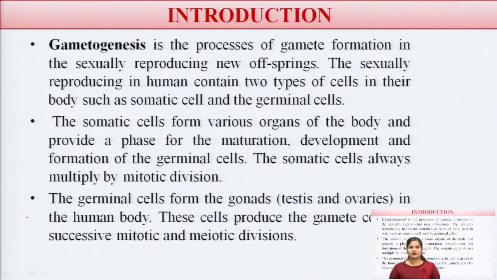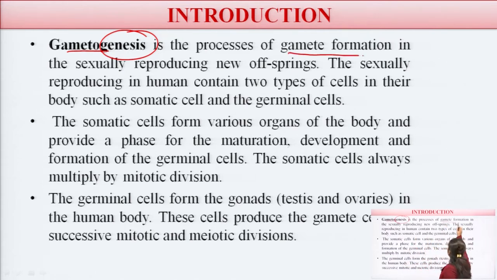Basically, oogenesis and spermatogenesis together are known as gametogenesis. So, what is gametogenesis? Gametogenesis is the process of gamete formation in sexual reproduction for the formation of new offspring. Gametogenesis means the formation of gametes, that is, the male gametes, the sperms, and the female gametes, the ova or the egg.